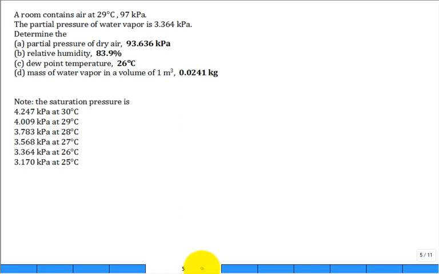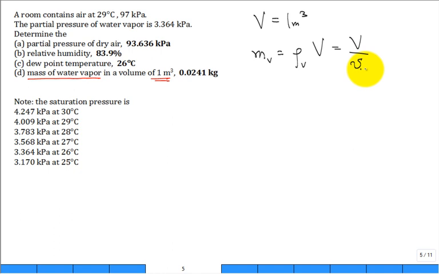Part D. What is the mass of water vapor if you had a volume of 1 cubic meter? How would I calculate the mass of the water vapor if I was given a volume of 1 cubic meter of the room air? So either multiply rho of the vapor by the volume, or take the volume and divide by the specific volume of the water vapor. And then our old friend, the ideal gas equation, kicks in, and there's many versions.